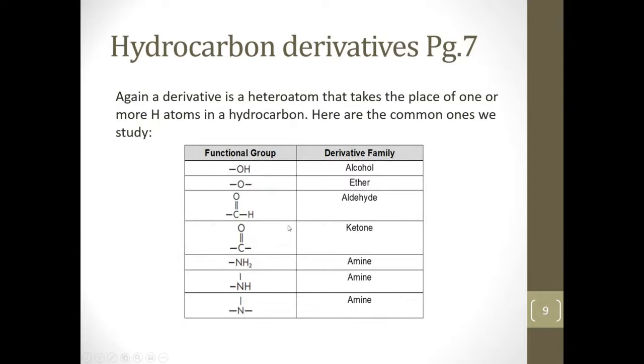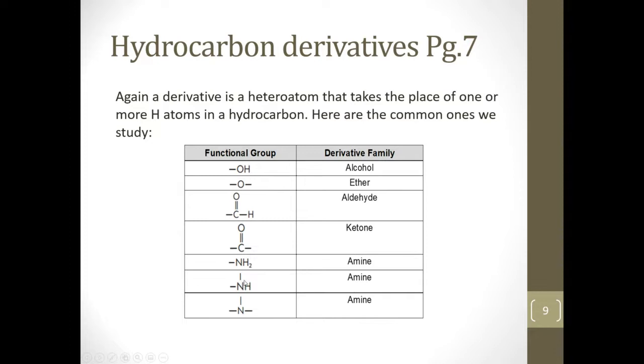This gets us into the derivatives that is part of the first objective here, I still think, or the second objective, I'm not sure now. Again, the derivative is a heteroatom that takes the place of one or more of the hydrogens in a hydrocarbon. So here are the common ones that we're going to study, and they're going to be these functional groups situated somewhere in or on the carbon chain as a modifier to change the characteristics of that particular hydrocarbon. So we're going to look at alcohols, ethers, aldehydes, ketones, and then three different types of amines.